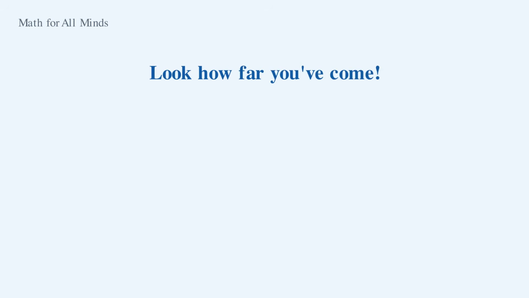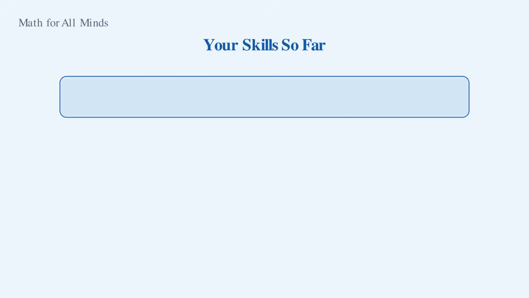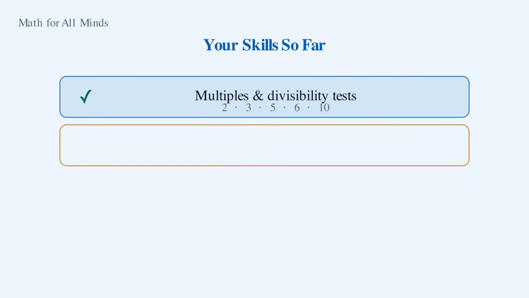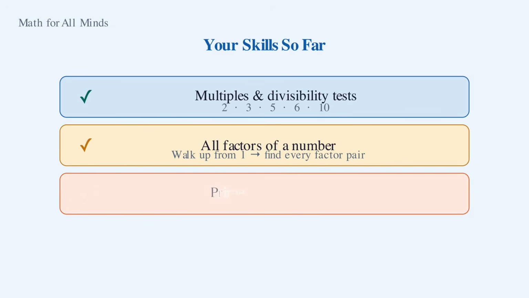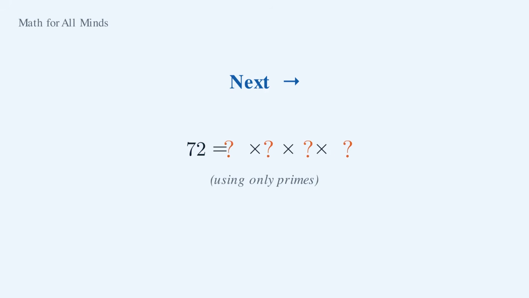Look how far you've come. You can spot multiples of 2, 3, 5, 6, and 10 without doing any long division. You can find every factor of a number by walking up from 1. And you can tell prime from composite by testing just a handful of small primes. Next time, once we know a number's factors, can we break it down even further, all the way to a unique fingerprint made only of primes?